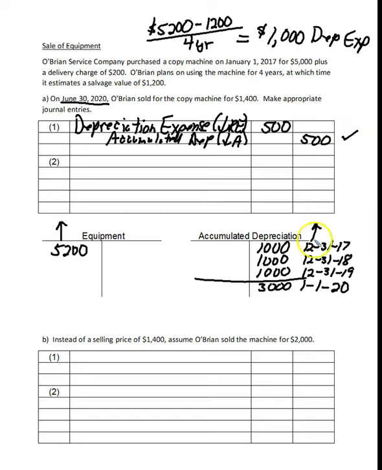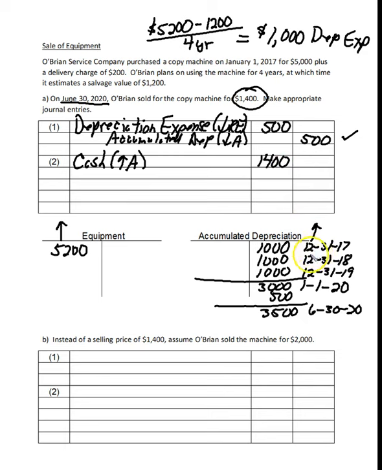Now let's post that credit to accumulated depreciation. So at this point in time, on June 30th, 2020, we have an updated balance in the accumulated depreciation account of $3,500. Now we can record the sale. So cash comes in, right? And we give up the equipment. So let's record cash coming in. If cash increases, right, that's a debit. So we debit cash, $1,400.